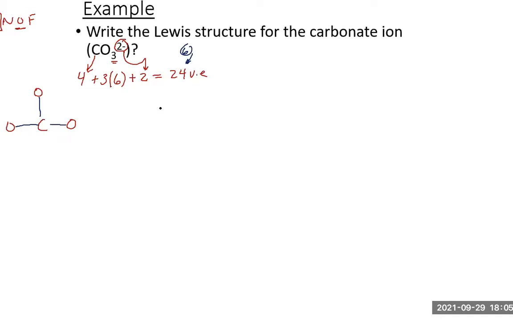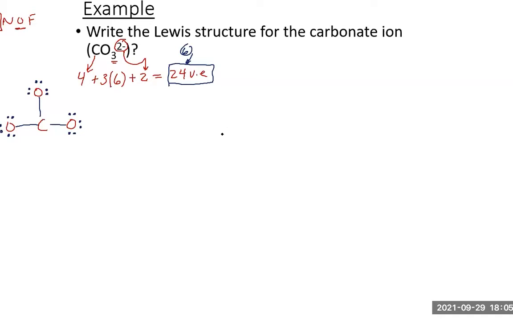Those 18 electrons will go on the outside atoms first, again in pairs. So here we go, 2, 4, 6, that is filled, 8, 10, 12, that oxygen is filled, 14, 16, and 18. I have now placed all 24 electrons.